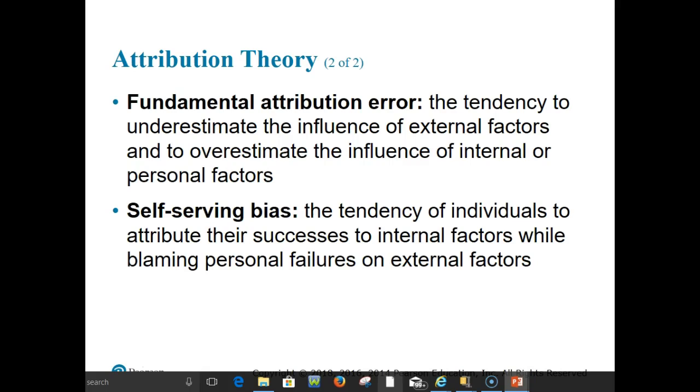Okay. So the fundamental attribution error is the tendency to underestimate the influence of external factors and to overestimate the influence of internal or personal factors. And the self-serving bias is the tendency of individuals to attribute their successes to internal factors while blaming personal failures on external factors.